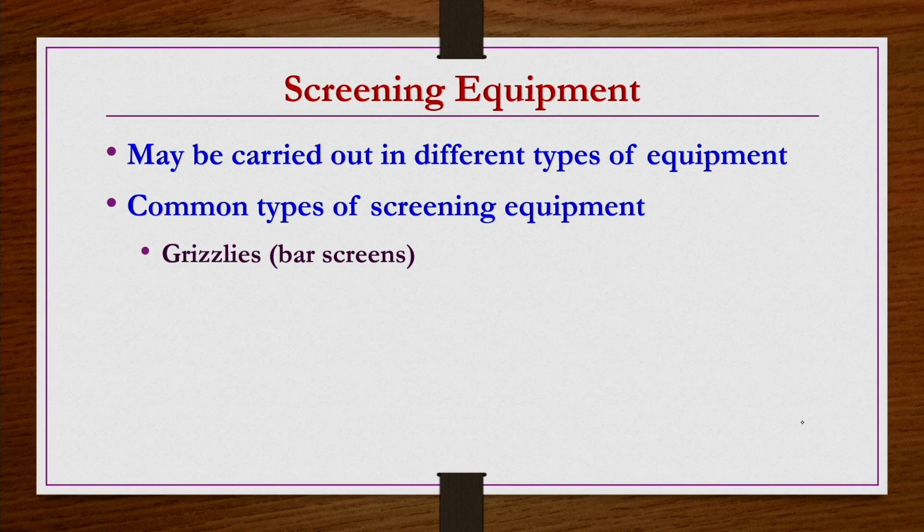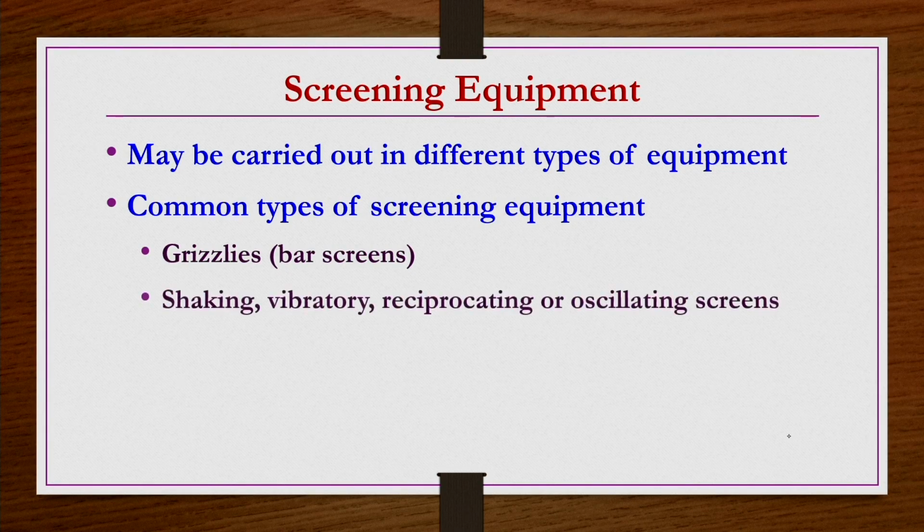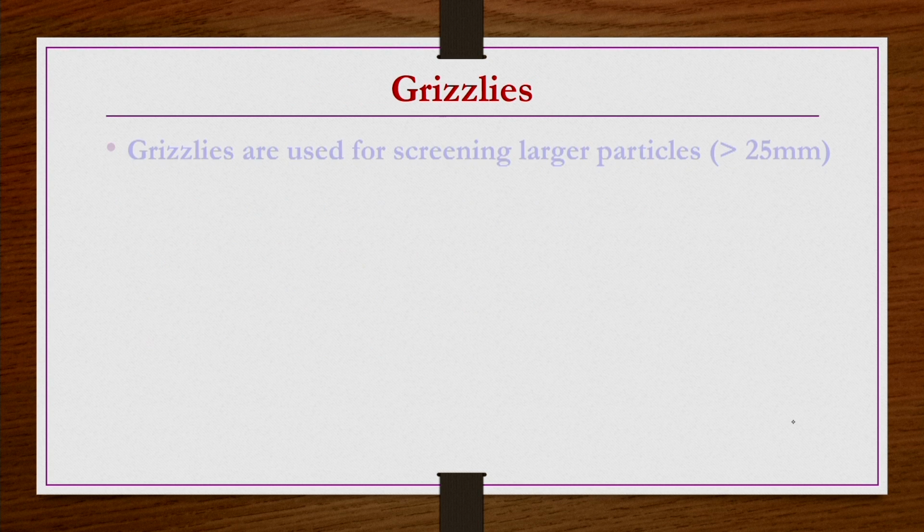So, the most common types of screening equipment are grizzlies or bar screens, shaking, vibratory, reciprocating or oscillating screens, or revolving screens, which are also known as trommels. So, we see them one by one.